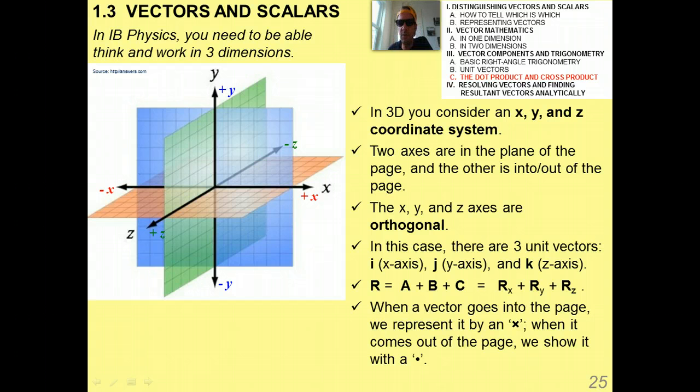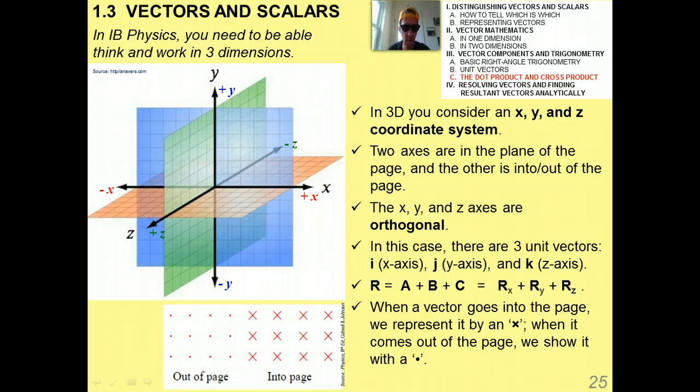In this case, there are 3 unit vectors: i hat, j hat, and k hat. The k hat refers to the z-axis. Now, R is the sum of 3 component vectors, Rx, Ry, and Rz. When a vector goes into the page, we represent it by an X, and when it comes out of the page, we show it with a dot. And the dot, you can imagine, is the tip of the head of a vector coming right towards you. So again, out of the page, into the page.